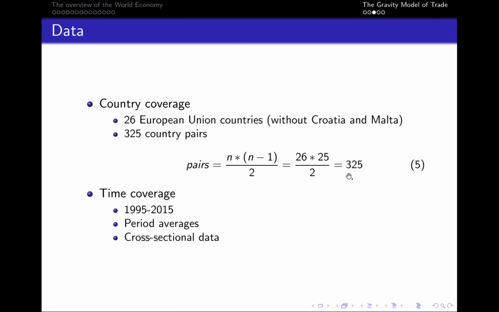Now, the time coverage is the 1995-2015 period, but as we will learn a little bit later, the part of international trade that actually interests us is the long run part. So what we use here are the period averages, and consequently we are using cross-sectional data, which is the easiest to handle econometrically.